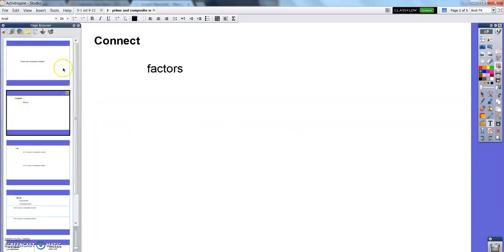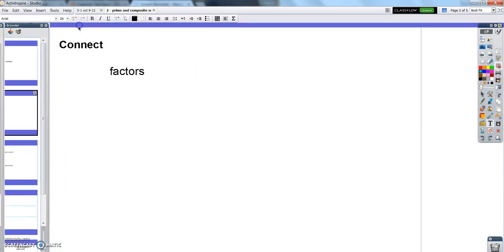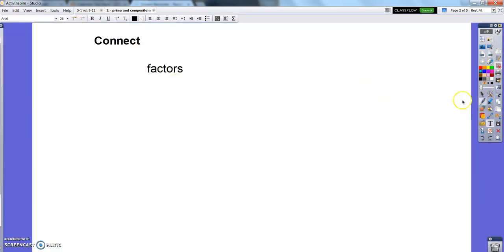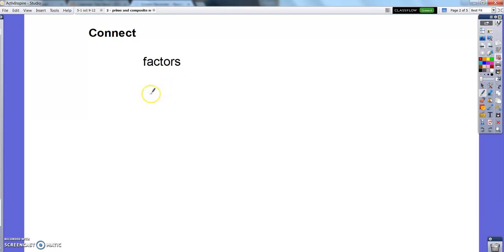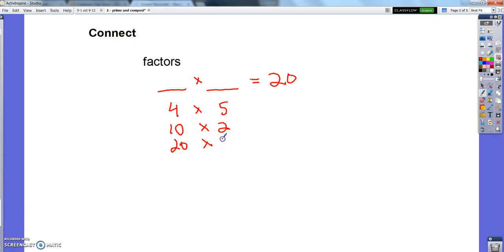Alright, let me remind you back to yesterday real quick. Factors, because factors are involved with prime and composite numbers. Factors are any two numbers I can multiply to get something like, say, 20. The factors of 20 were all the numbers I could fit into these blanks. So 4 times 5 makes 20, 10 times 2 makes 20, 20 times 1 makes 20.